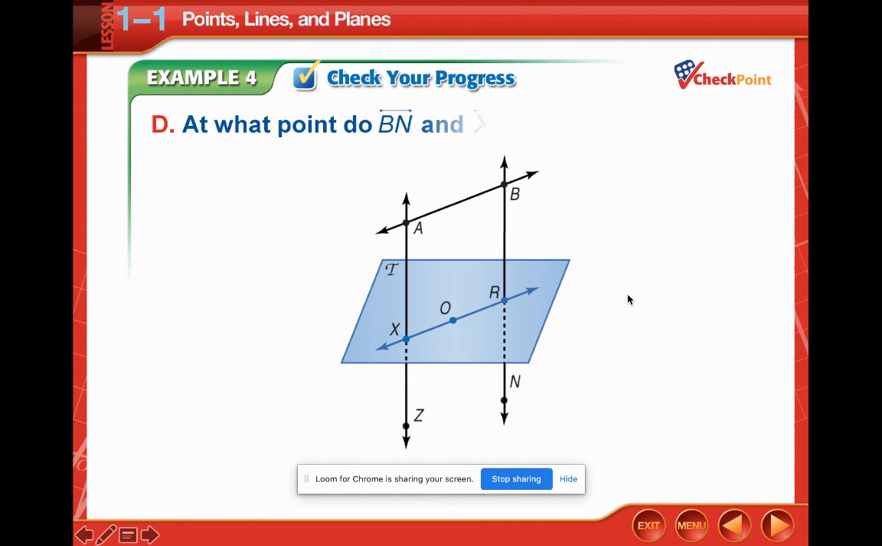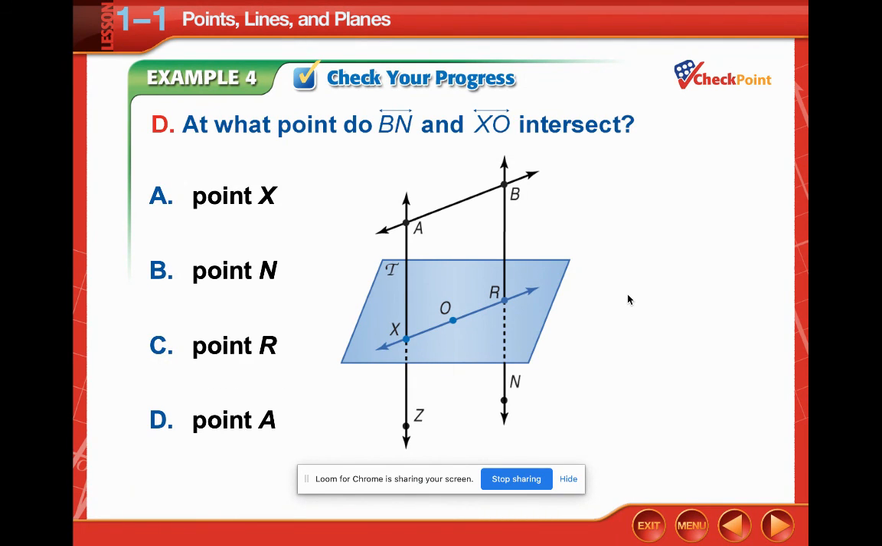All right. At what point do BN and XO intersect? Take a second, see if you can figure this one out. All right, BN and XO intersect right here at point R.